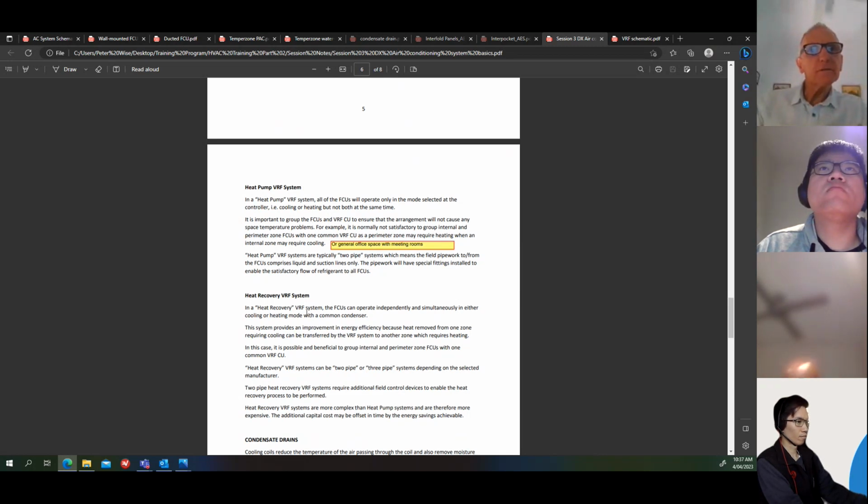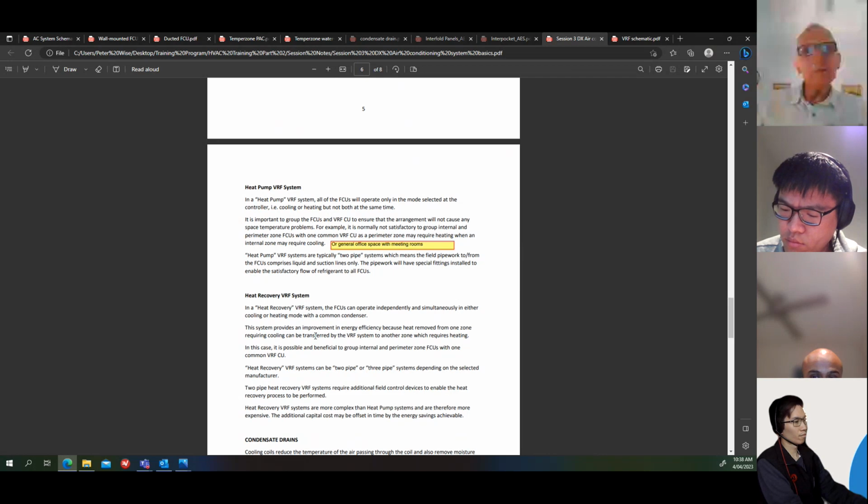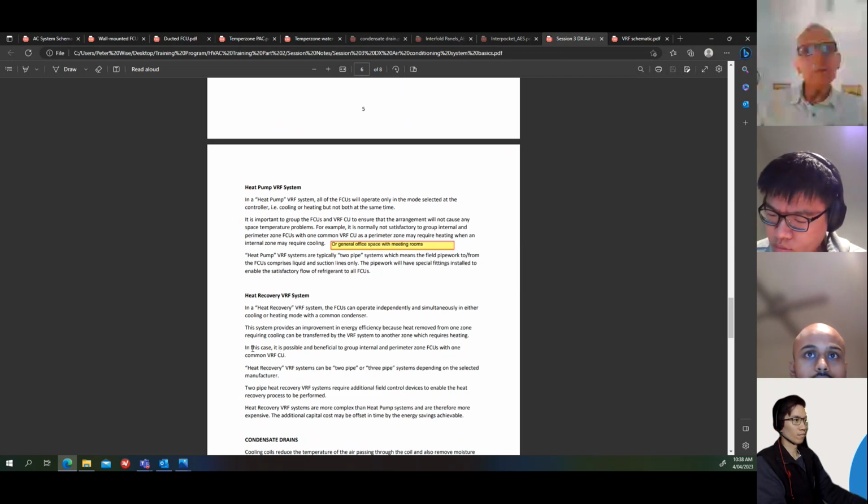The heat recovery VRF. The fan coil units can operate independently and simultaneously in either cooling or heating mode with a common condenser. This system provides improved energy efficiency because the heat removed from one zone requiring cooling can be transferred by the VRF system to another zone which requires heating. So this is a good system, very efficient.